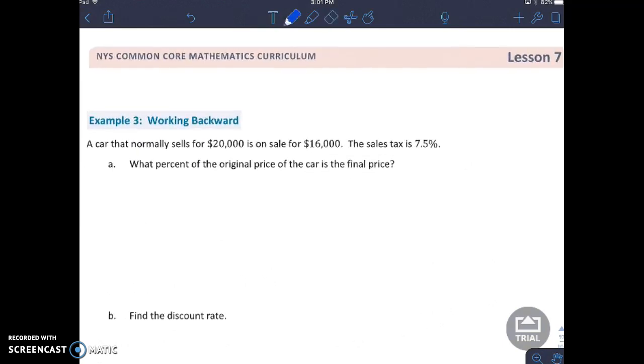So if you're just looking at that, your eyes are glazing over, you're not sure what the first step is, it might help to replace the words here with the actual numbers. The original price is 20,000 and the final price is 16,000. So now the question might look a little bit more clear. What percent of 20,000 is 16,000? Try to pause the video, do your tic-tac-toe, and unpause when you are ready to check your answer.